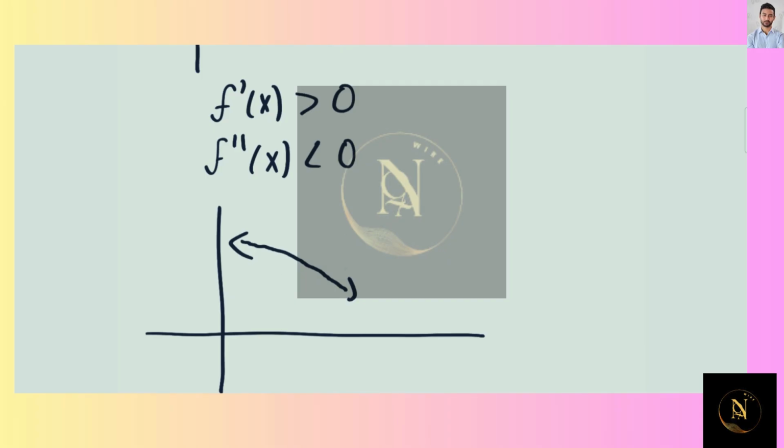So if this was a graph of our first derivative, we can see that we are decreasing. So that means that our second derivative will have to be negative, because the slope of our first derivative is negative when we're decreasing. So our first derivative is positive and our second derivative is negative.